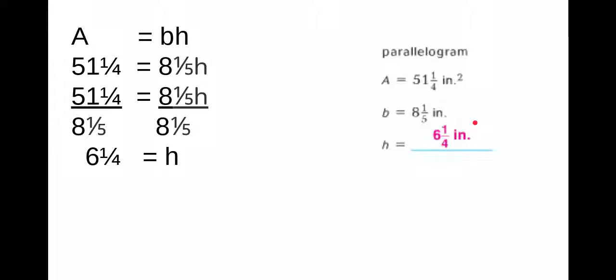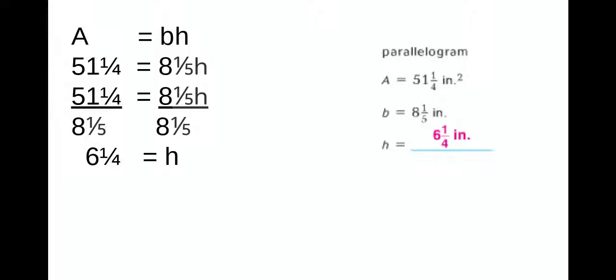Next up, classic problem. We know the area, we know the base, we don't know the height. So let's substitute this number in for your area, this number in for your base, keep your height as h. Then we're going to have to divide both sides by 8 and 1/5. Now, if you have a calculator that has fraction functionality, then you could easily do 51 and 1/4 divided by 8 and 1/5.